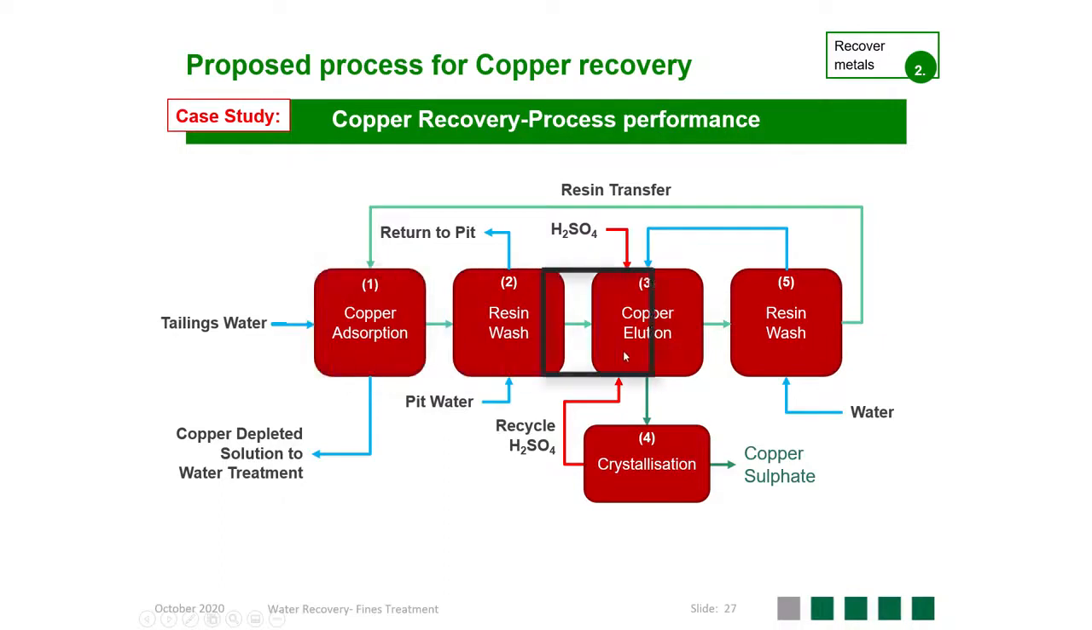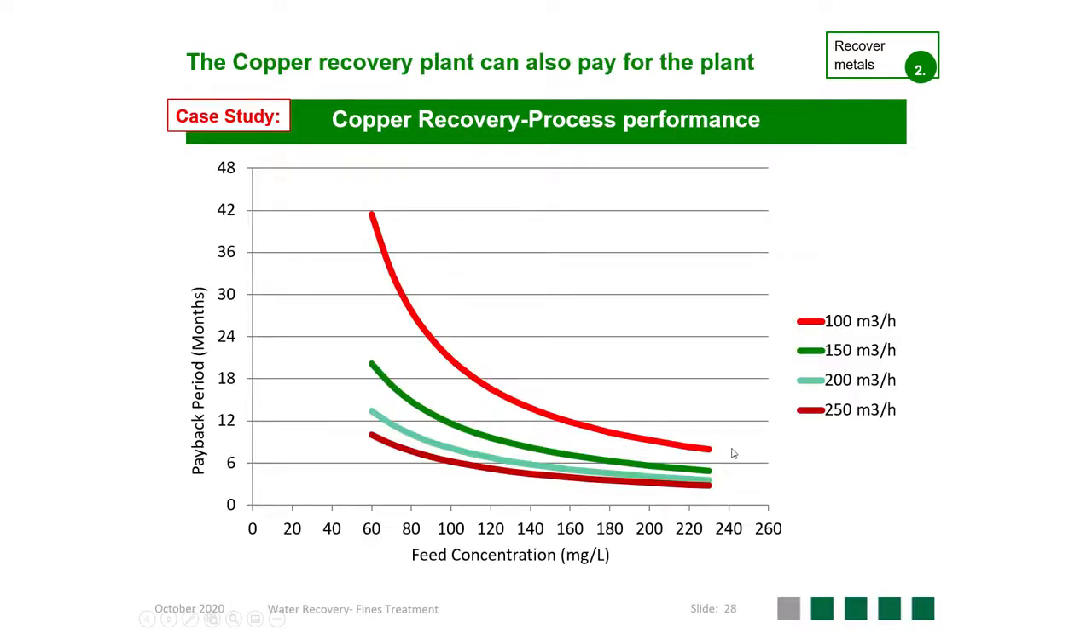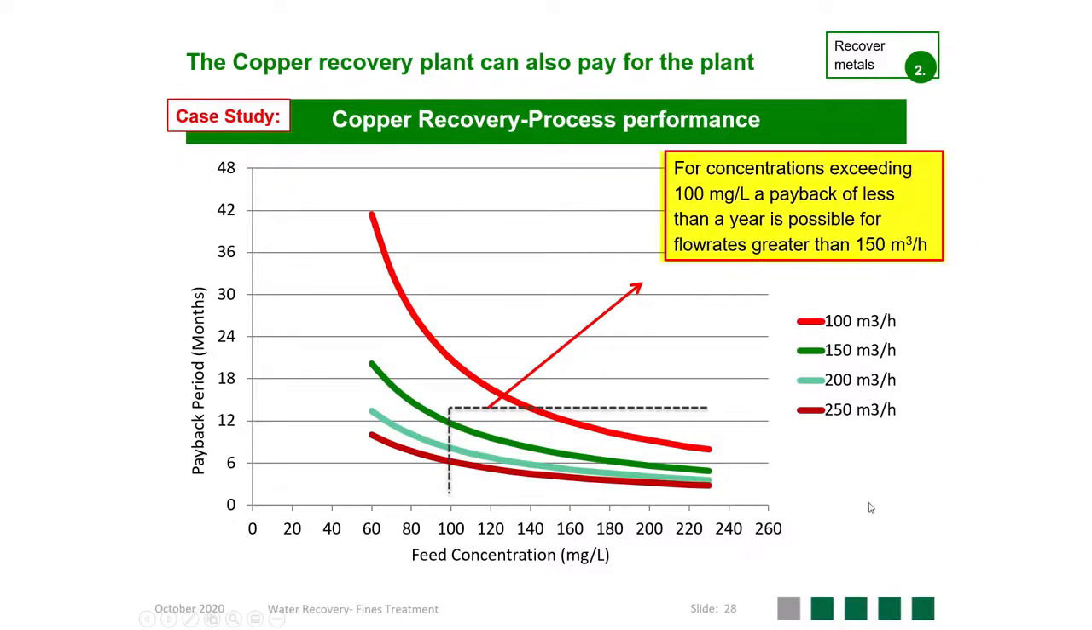Focusing a little bit more on the copper elution section, sulfuric acid is used to elute the copper, and you end up with a copper sulfate product. So considering the economic evaluation of such a process, we estimate that for a concentration exceeding 100 milligrams per liter and operating at 150 cubes an hour, a payback of less than 12 months is possible.